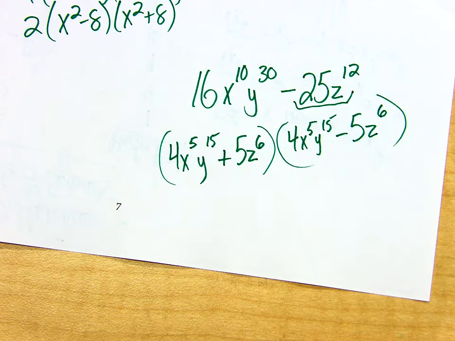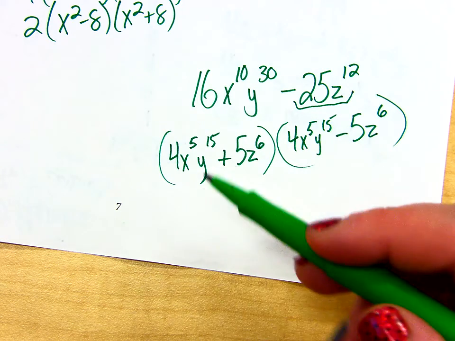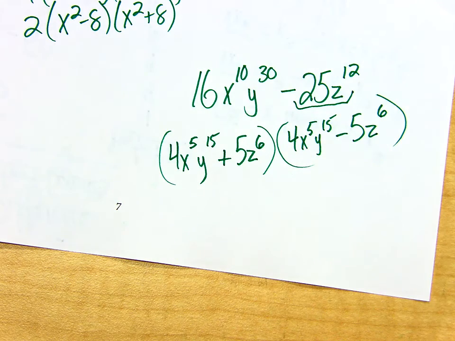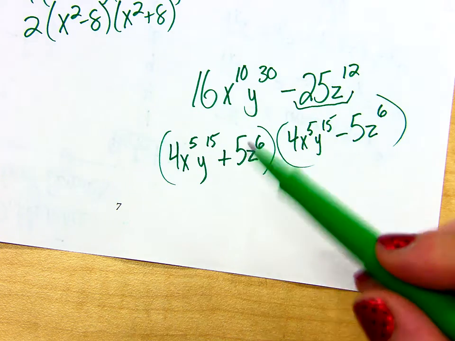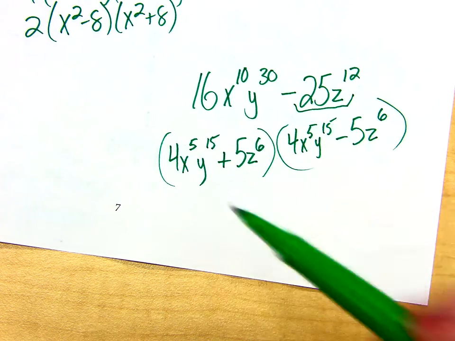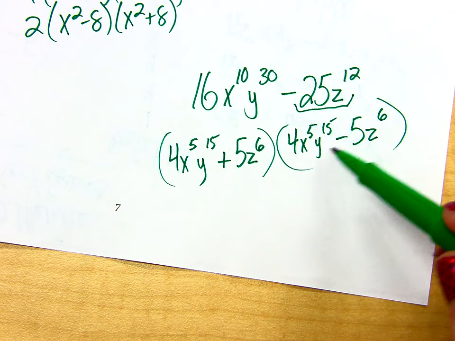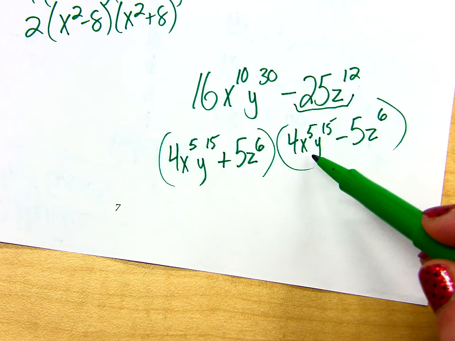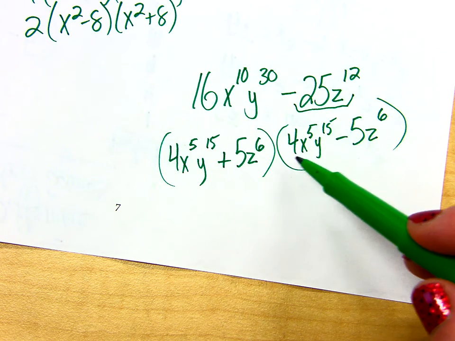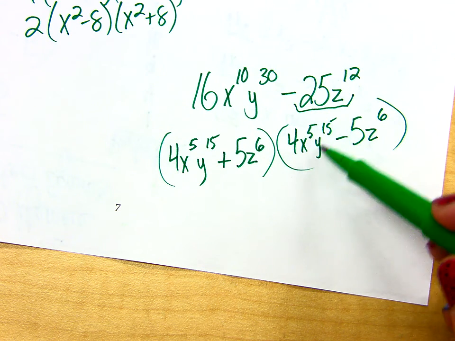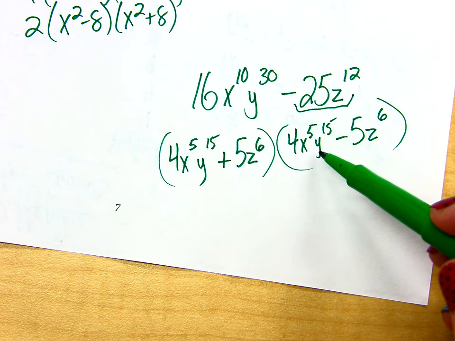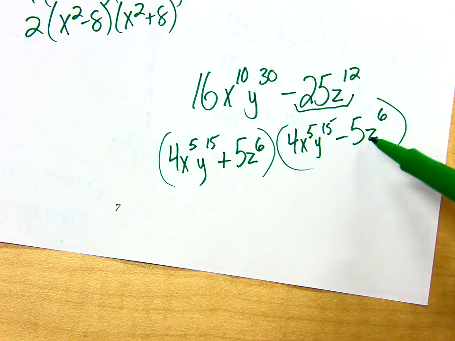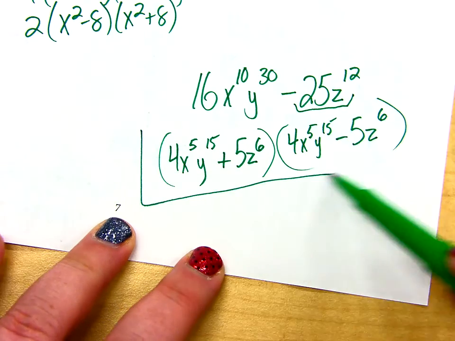Can you keep going? Do either of these split again? Well, that one's a plus, so you can't touch it anyway. This one's a minus. Is this a perfect square? 4 is, but these are odd exponents. Odd exponents are not perfect squares. And even over here, 5's not a perfect square, so you're done. That's the best you can do with that one.